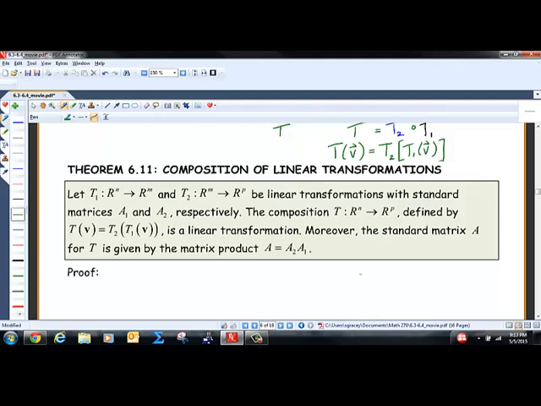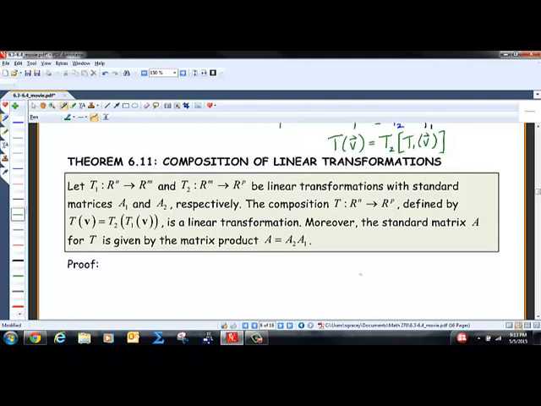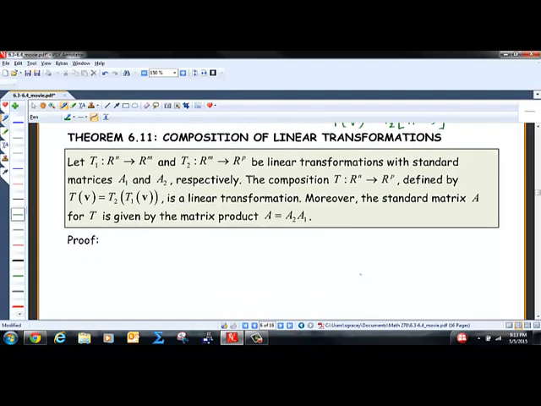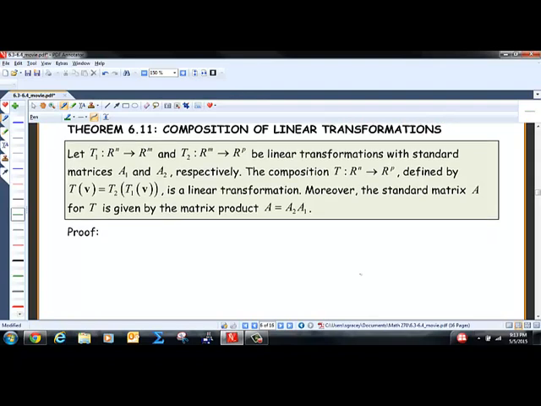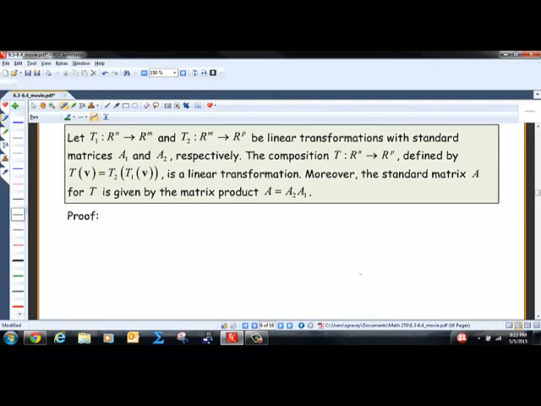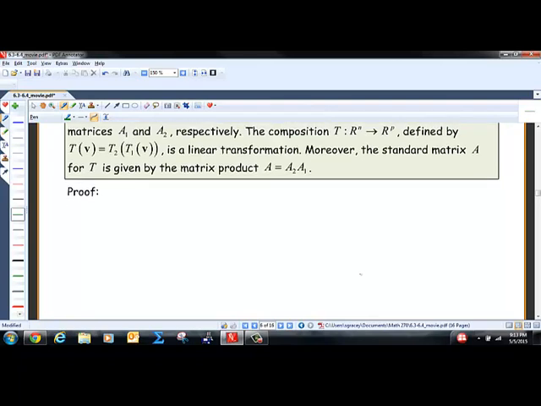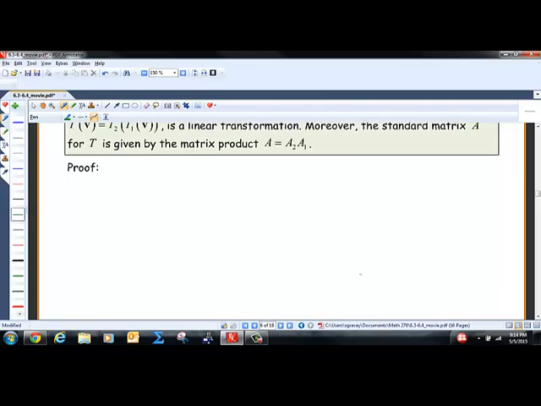The conditions are that T1 goes from Rn to Rm, and T2 goes from Rm to Rp, and they are linear transformations with standard matrices A1 and A2 respectively. So the composition T going from Rn to Rp, which is defined as we defined above, is a linear transformation. And guess what? This is awesome. The standard matrix A for T turns out to be given by the matrix product A2 times A1. So let's check out the proof.